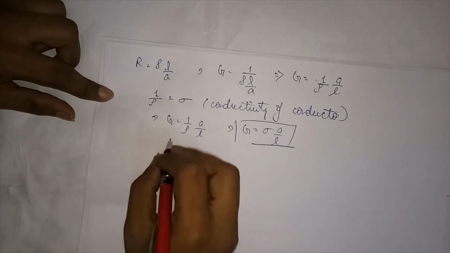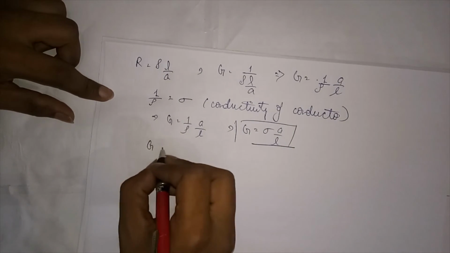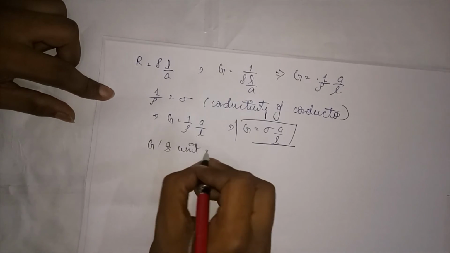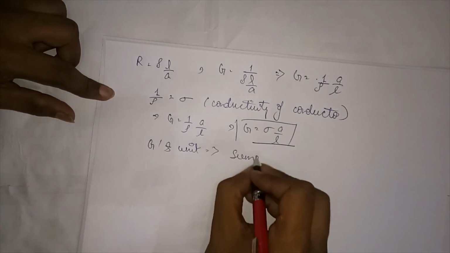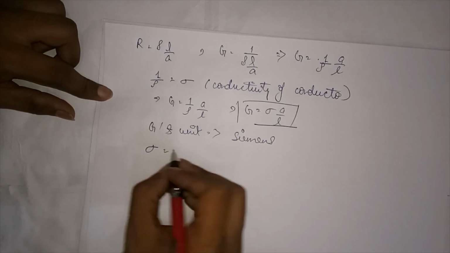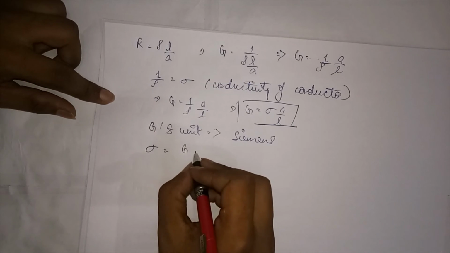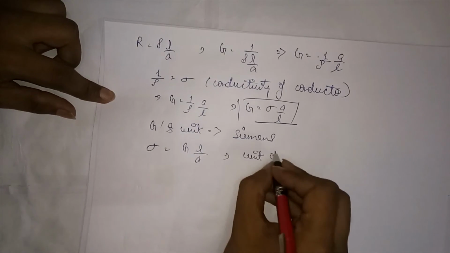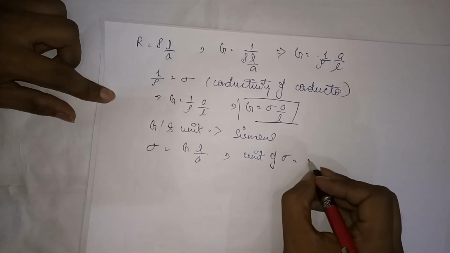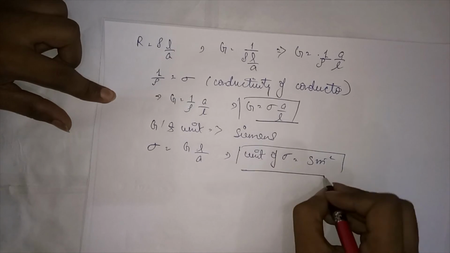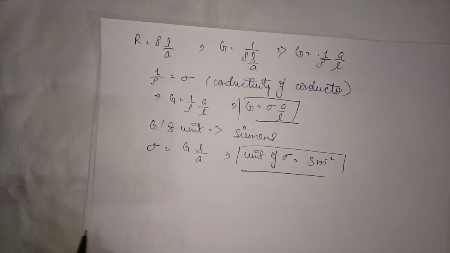Okay, and the unit of G is Siemens, and sigma is equal to G L upon A, which implies the unit of sigma is Siemens per meter. So this is all about this topic. Hope you understand this concept.